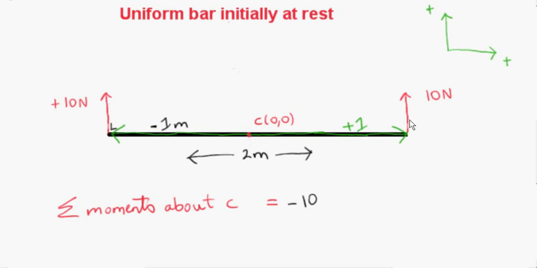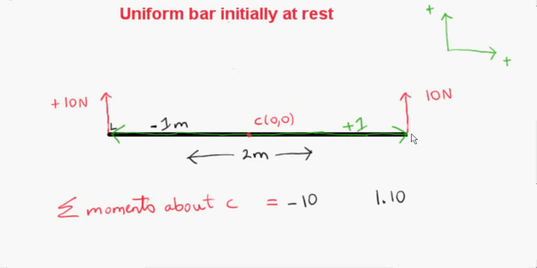The first way would be to get the perpendicular distance of C to the line of action of this force, which is 1, multiplied by the magnitude of this force, which is 10. We get an answer of plus 10, which is the magnitude of the moment of this force. And then we need to consider the direction.